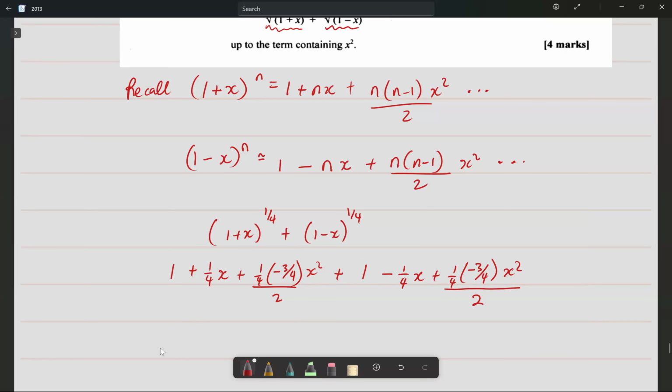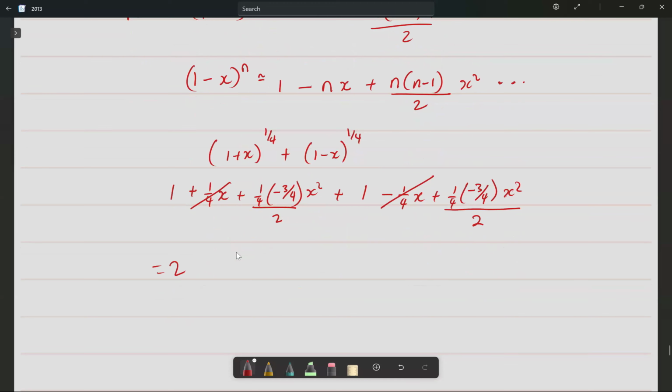Then the answer becomes 1 plus 1 is 2. This cancels this. This is adding together. So that's 4 over 16 over 2, negative 3 over 16. So that's negative 3 over 16 x squared. Cool.